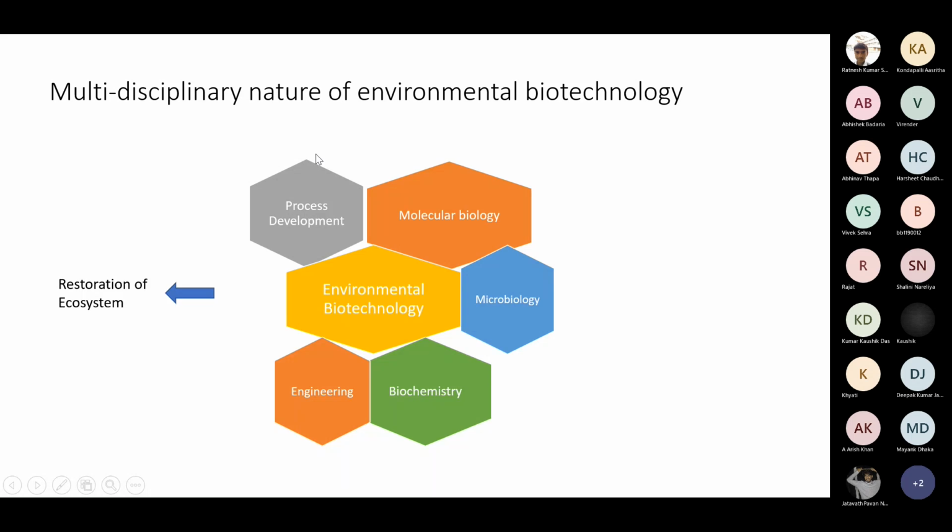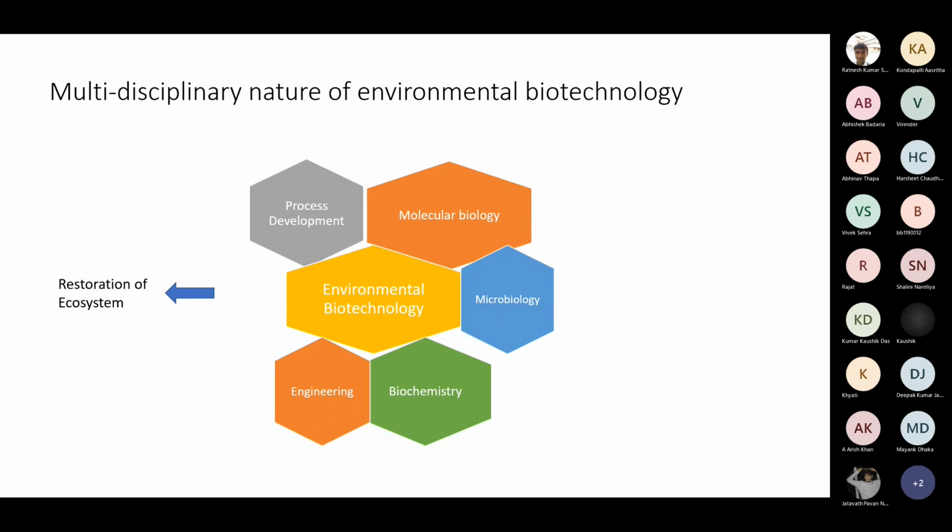Now, in this slide, I wanted to show you the multidisciplinary nature of environmental biotechnology. Okay, so although it seems to be composed of a term like environment, and a term like biotechnology, we will see that you draw from several disciplines in order to make environmental biotechnology a field which can contribute to the society.